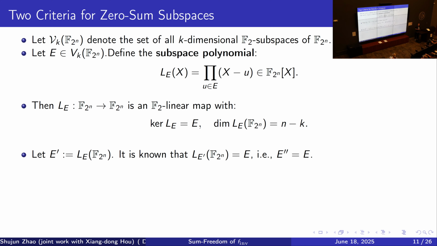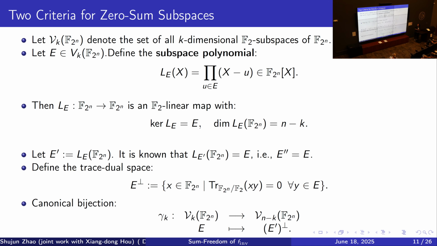Now we denote the image of LE to be E prime, and then we have the fact that E double prime is E itself. We can define the trace dual space E orthogonal to be all the elements x such that the trace of the product xy is equal to 0 for all y. Then we have a bijection from all the k-dimensional subspaces to all the n minus k-dimensional subspaces, sending E to E prime orthogonal.